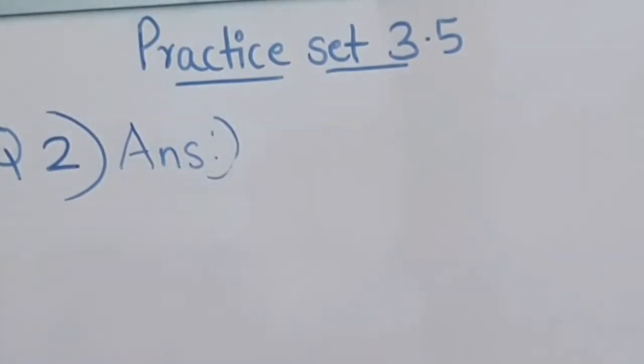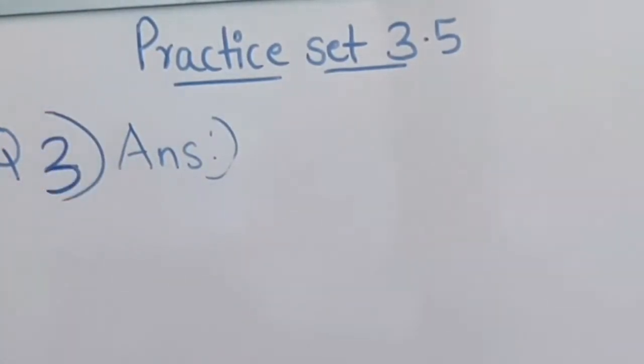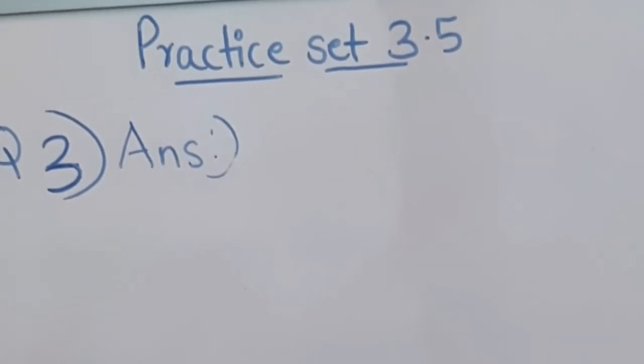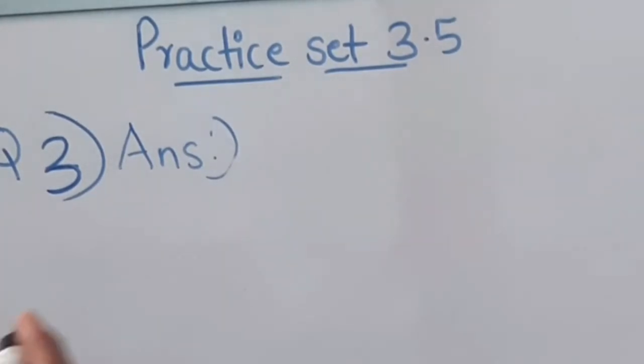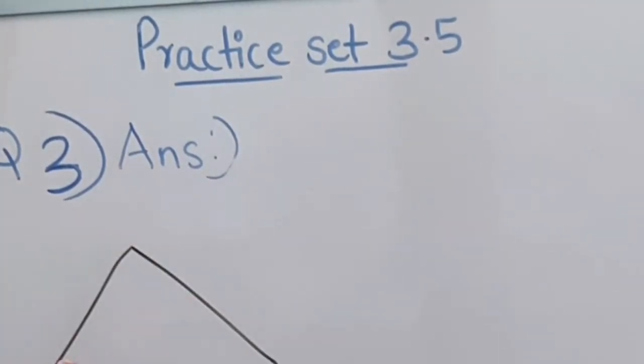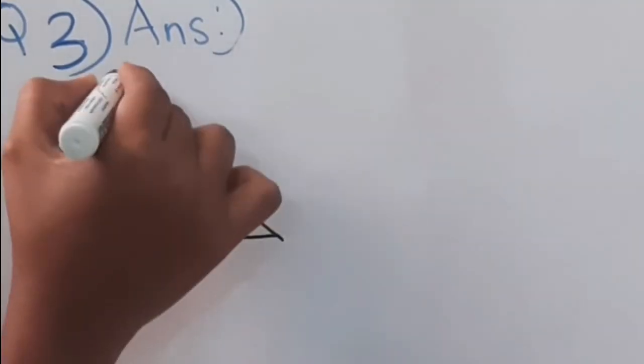Coming to question number 3. In this question they have given that we have to draw a sketch of a pair of similar triangles, label them, show their corresponding angles by the same signs, and show the lengths of corresponding sides by numbers in proportion. So first we have to draw a pair of similar triangles. You can draw any triangle and give them a name.